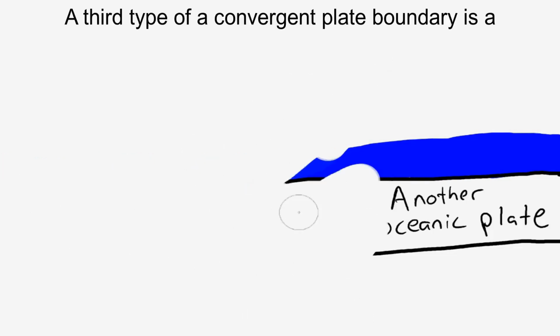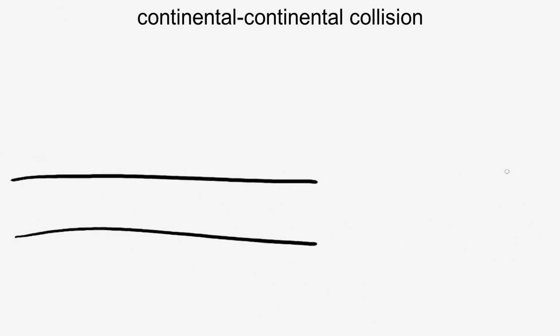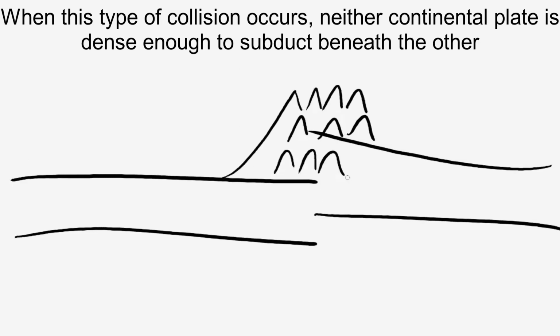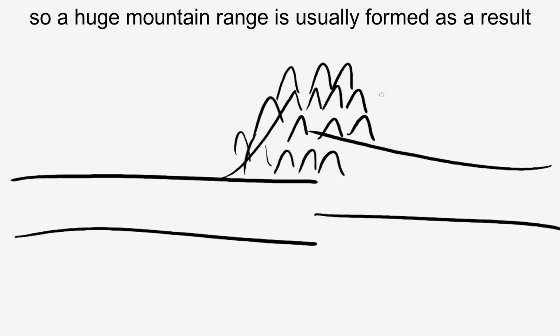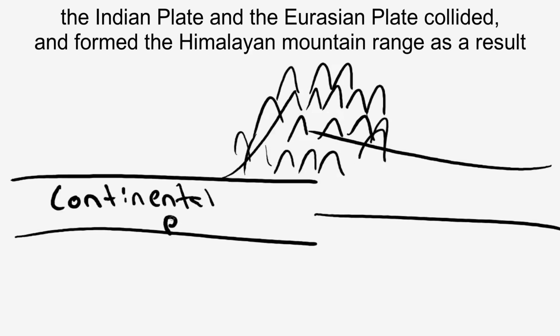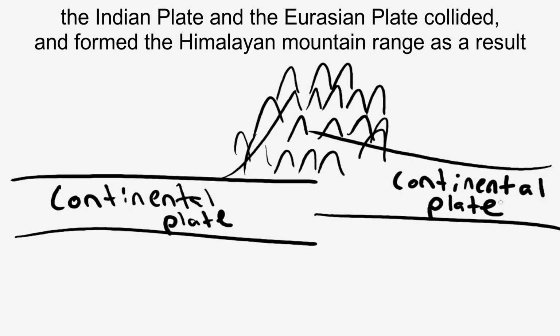other. A third type of convergent plate boundary is a continental-continental collision. When this type of collision occurs, neither continental plate is dense enough to subduct beneath the other, so a huge mountain range is usually formed as a result. An example of this can be seen when the Indian plate and the Eurasian plate collided and formed the Himalayan mountain range as a result.